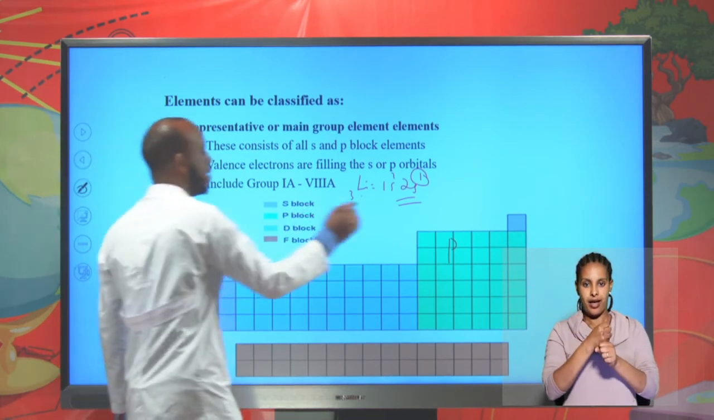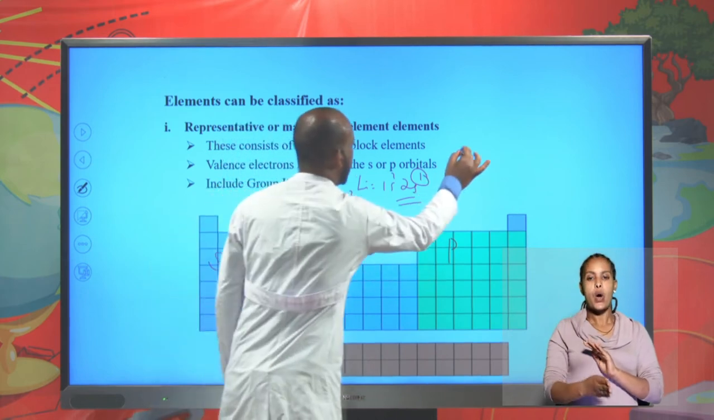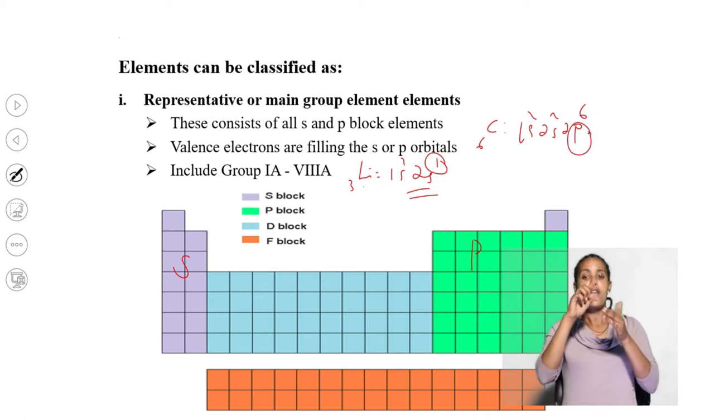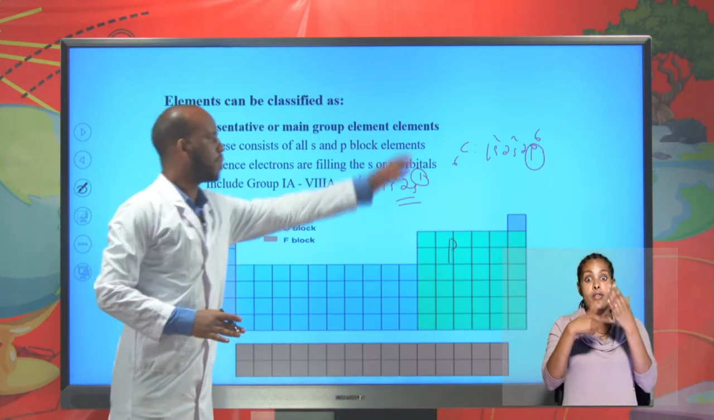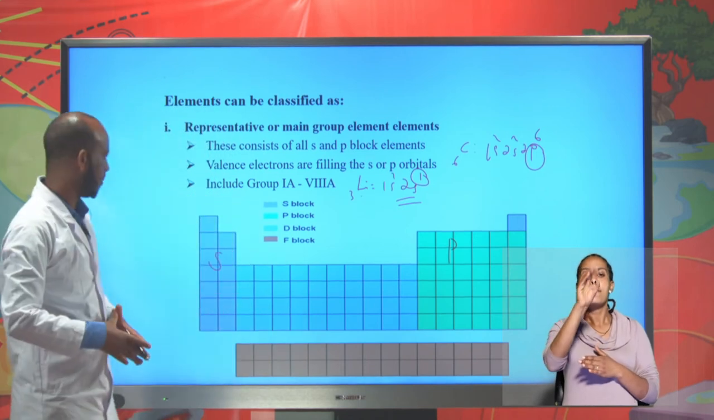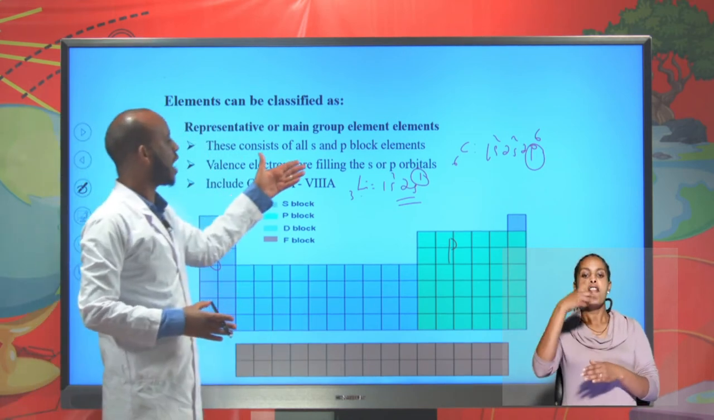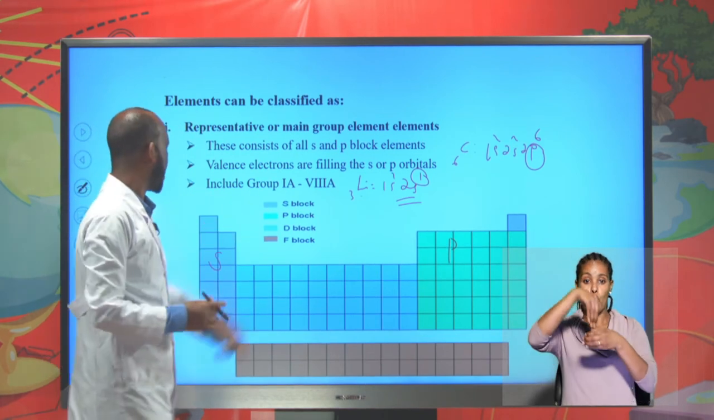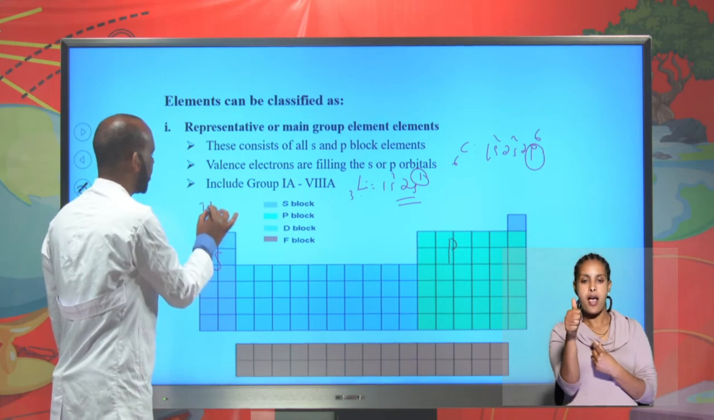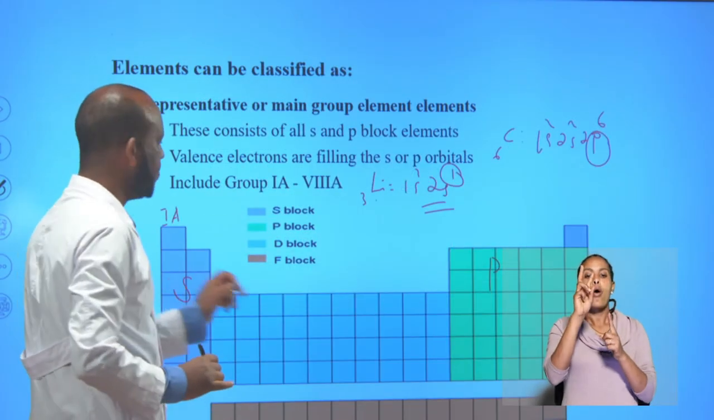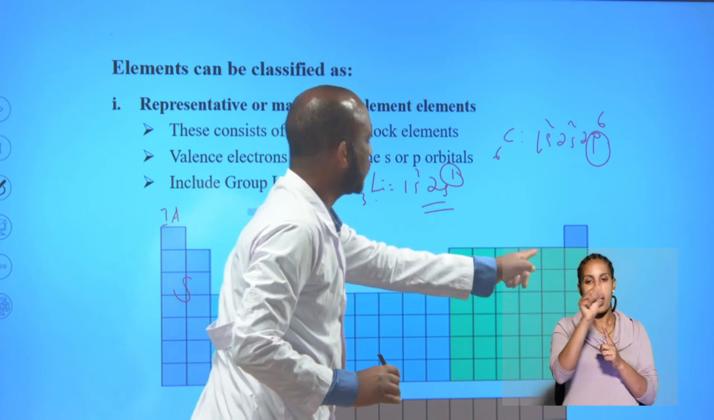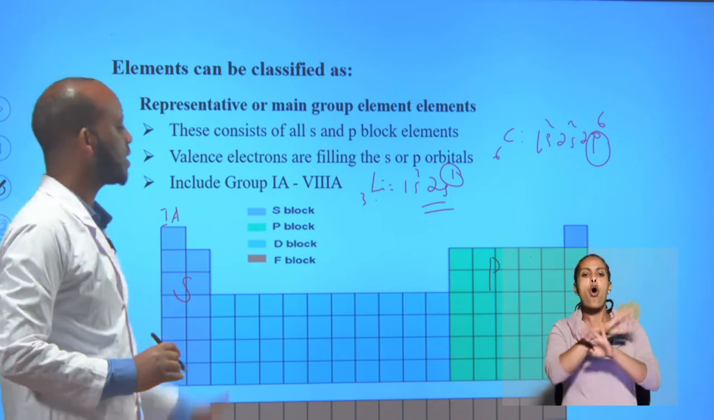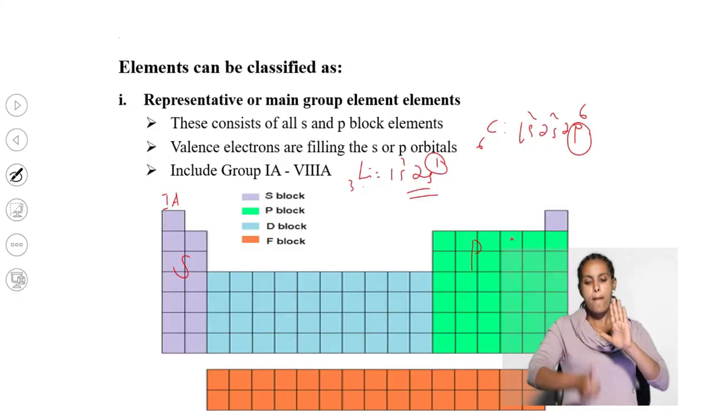Take one of the p block elements, for example carbon with atomic number 6. Its last electron falls onto the p orbital. Therefore, carbon is a p block element. Valence electrons are filling the s or p orbitals. These include groups 1A up to 8A, that is 1A, 2A, 3A, 4A, 5A, 6A, 7A, 8A. These are the representative or main group elements.